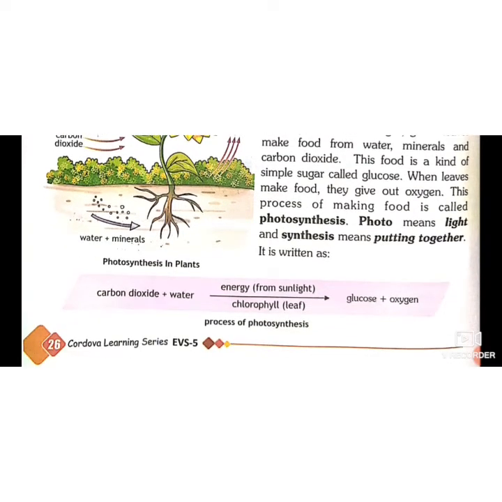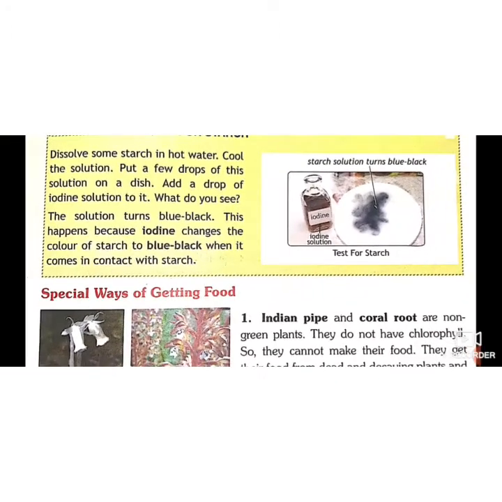So here is an equation which shows the process of photosynthesis. Carbon dioxide plus water in the presence of energy and chlorophyll gives glucose plus oxygen. Now this glucose is the food which they use as well as they store for us in different parts of the plants, and the oxygen is the air which we inhale when we breathe. So now we are moving to our next page.